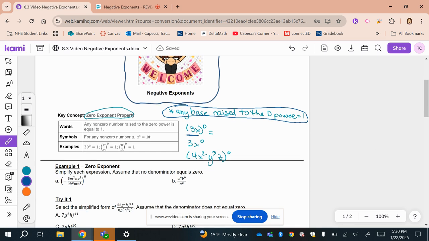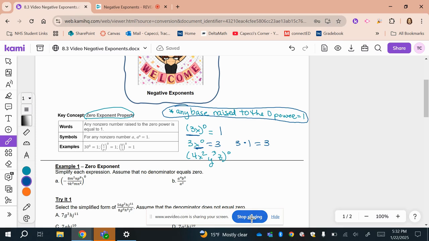If I have 3x in parentheses and I raise that to the zero power, that answer is 1. The next example is 3x to the 0, but this time the 3 is not in parentheses. So the exponent goes first in order of operations. x to the 0 power is 1, and that 3 just stays as is. So 3 times 1 would be 3. So this would be 3.